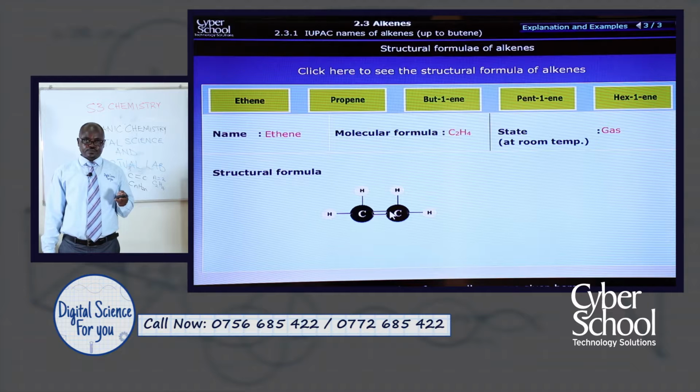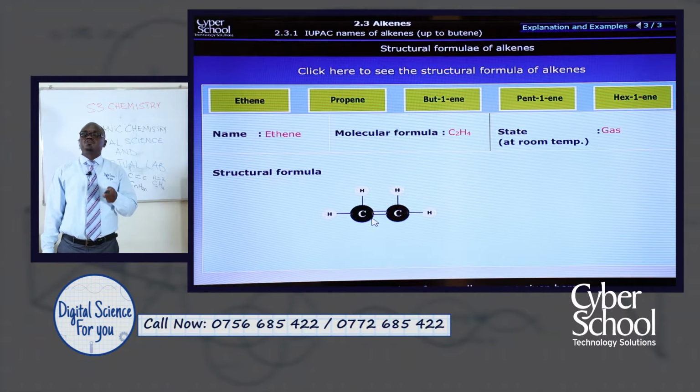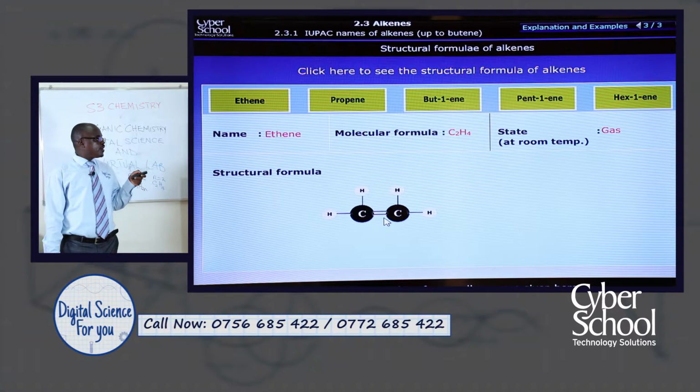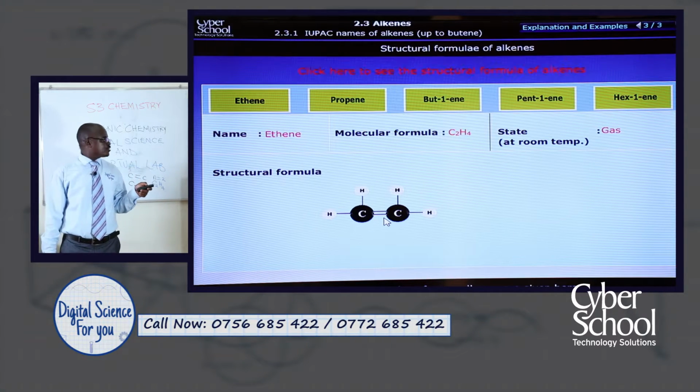Remember, carbon has got a valency of 4. It cannot form more than 4 bonds. That's why we must have only 4 bonds on each of those carbon atoms.